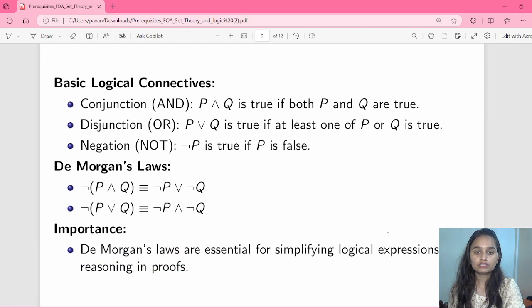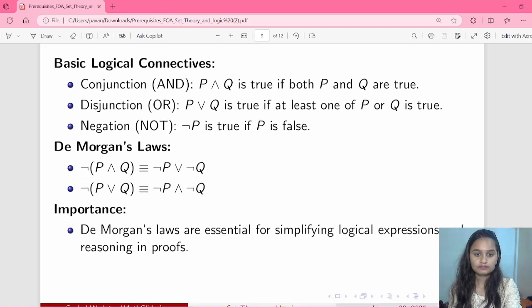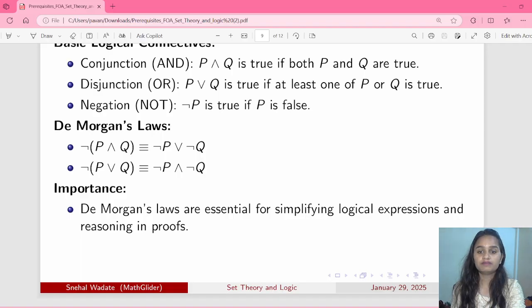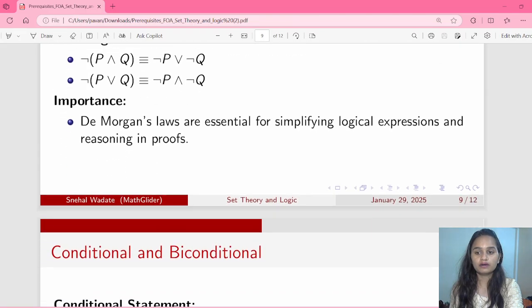We have De Morgan's law for the relation between 'and', 'or' and 'not'. If we have a statement P and Q and we take its negation, it will be negation P or negation Q. And if we have P or Q and we take its negation, then it will be negation P and negation Q. Look how the 'and' becomes 'or' when we move the negation inside. De Morgan's laws are essential for simplifying logical expressions and for reasoning in some proofs involving logic.